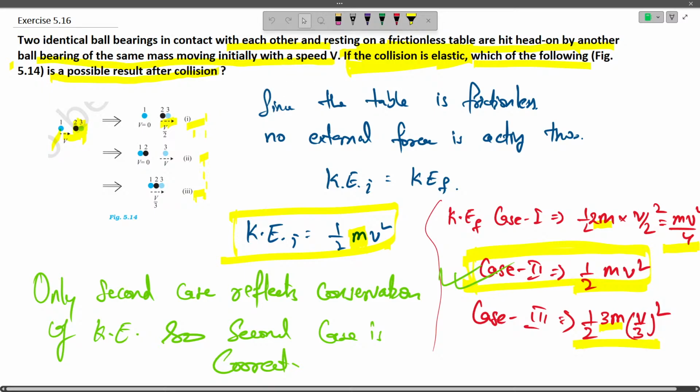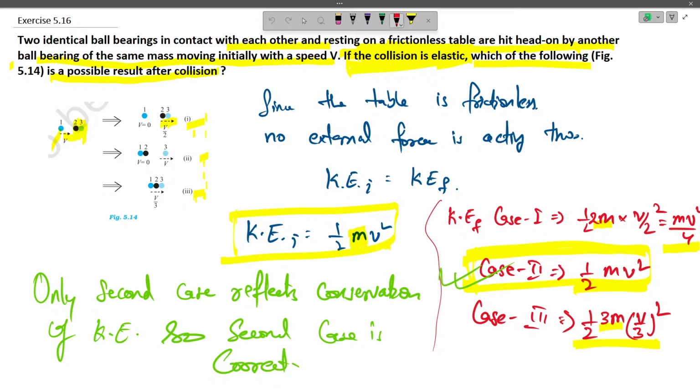Here, balls 2 and 3 are initially at rest, and ball 1 comes with velocity v and hits these two balls. What would be the case? Either those two balls will move with velocity v by 2, or ball 3 alone will move with speed v, or all three balls will move with speed v by 3.